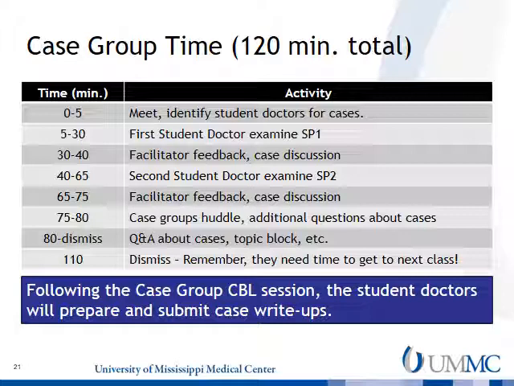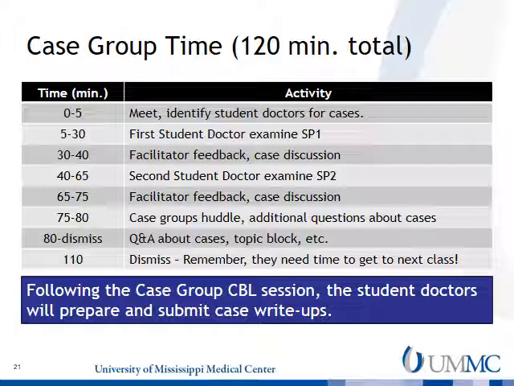When the student finishes examining the SP, check with the rest of the group to see if they have any questions or tests for the SP that they feel would be pertinent. Similarly, if you see something the student doctor missed, you can bring it up. After that, dismiss the SP and facilitate a discussion with the group about the case. The process is then repeated with the second student doctor and SP.